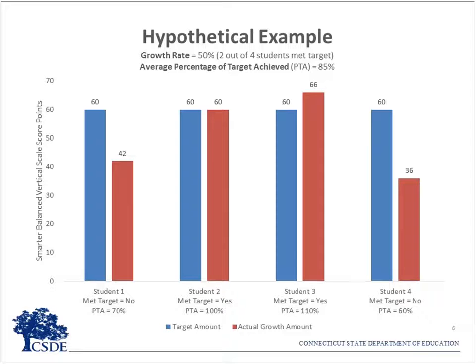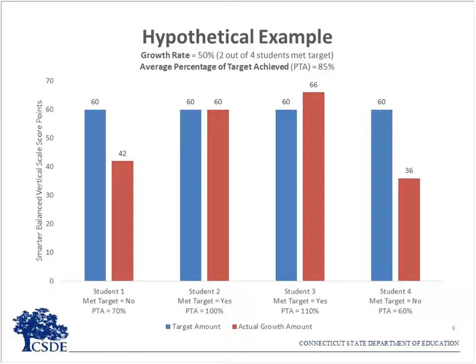So the average percent of target achieved actually recognizes every point of growth that a student makes toward their growth target. The closer all students in a group, whether it be a school, a district, or a student group like English learners or students with disabilities, the closer that group of students is to their respective targets, the greater the average percentage of target achieved will be. So even though the growth rate is really a binary measure, it just says, did a student meet the target, yes or no, the average percentage says, how close are students on average to their individual targets?